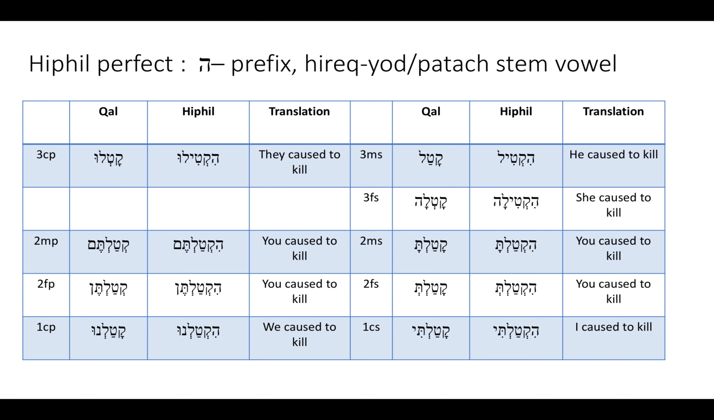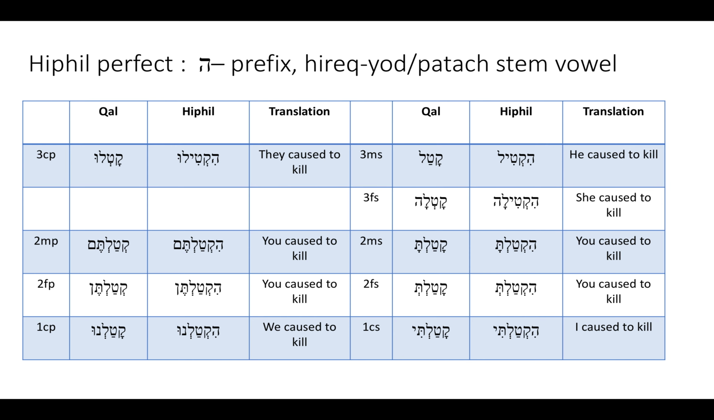And jumping over to the left, hiktilu, the third common plural, so that has the shureq suffix that's familiar already from qal third common plurals as well. Then hiktaltem and hiktalten, second masculine and feminine plurals, and then finally hiktalnu, the first common plural. So all of these have this diagnostic feature of the he prefix with the hireq vowel, and then the hireq yod stem vowel, or alternatively also the patah stem vowel, seen in many of them as well.